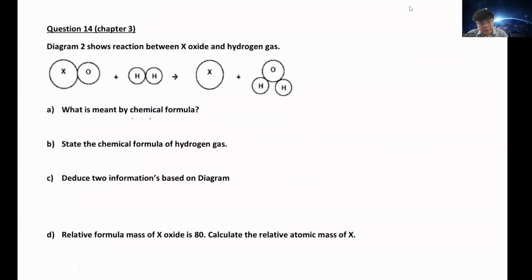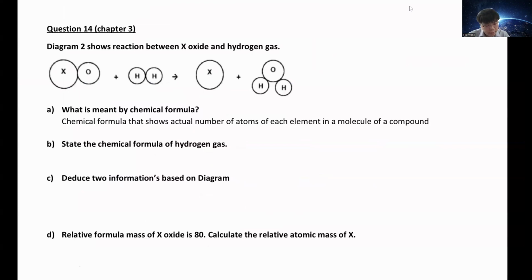Okay, what is meant by chemical formula? A chemical formula shows the actual number of each element in the compound. So actually, chemical formula is the same as molecular formula, what we call the definition. Okay, so the chemical formula for hydrogen gas is H2. Two pieces of information you can get.